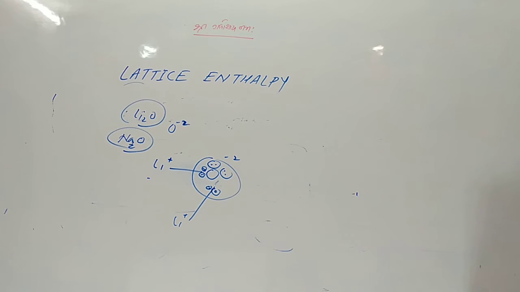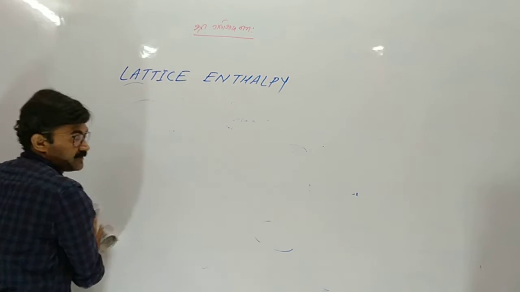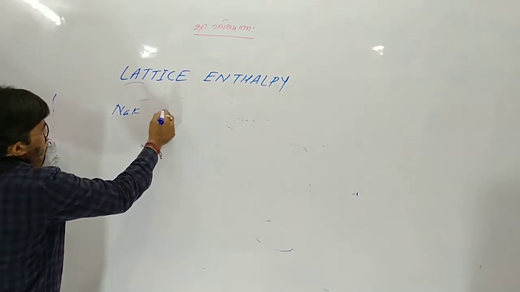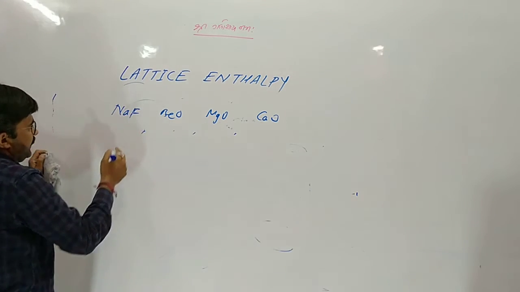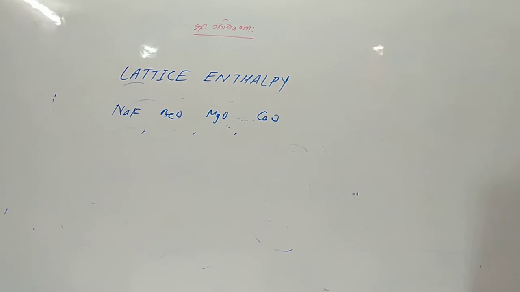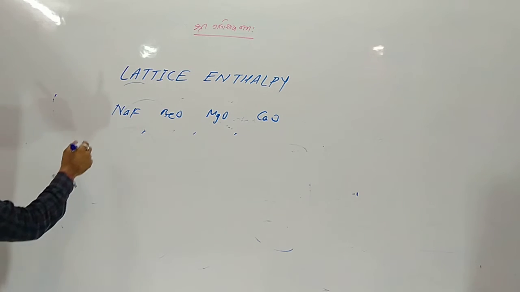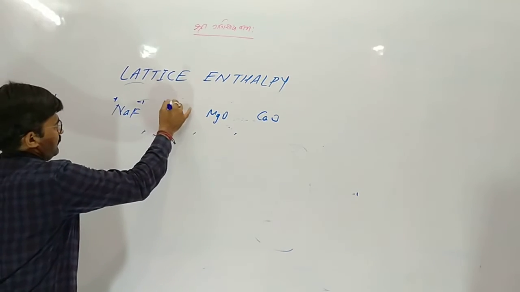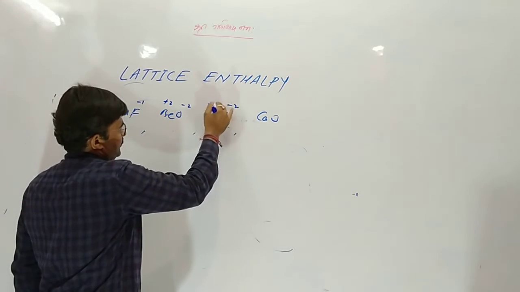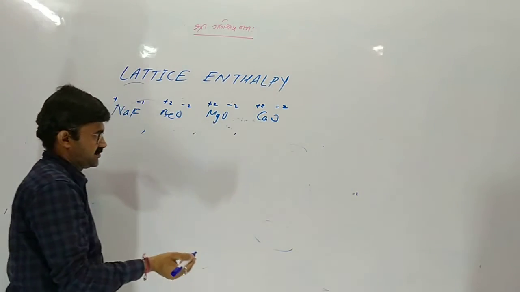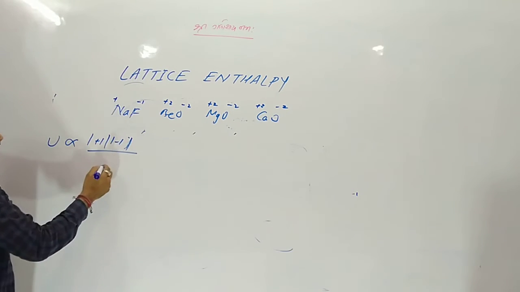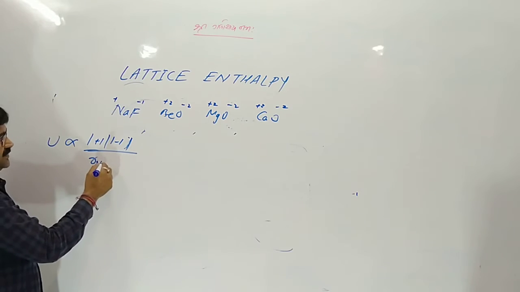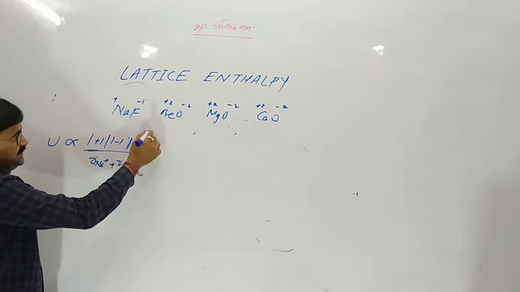Now last point: sodium fluoride, beryllium oxide, magnesium oxide and calcium oxide. Compare their lattice enthalpy. Listen, here +1 -1, +2 -2, +2 -2, +2 -2. So lattice enthalpy, first case, is +1 -1 upon radius of cation plus radius of anion.